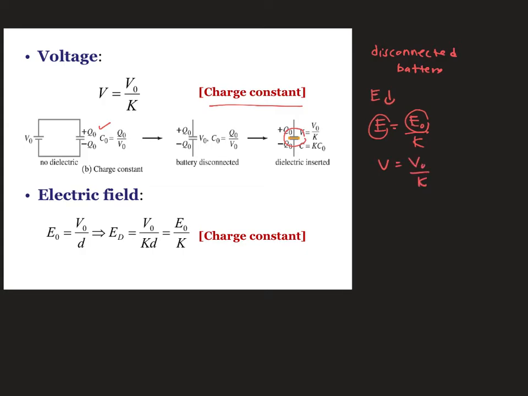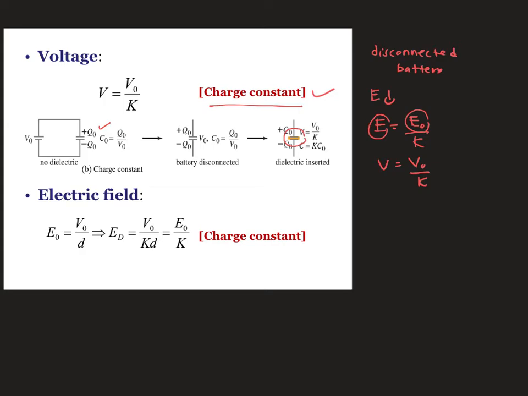But please make sure that this one is disconnected from the battery. If you are still connected to the battery, definitely your V is going to be constant, which means that at a particular point your charge will be increased. But for this one, we want to make sure our charge is constant. So if we want to make sure our charge is constant, definitely we need to disconnect it from the battery, because when you connect it to the battery, it gives the energy to the charge to move from one plate to another plate.